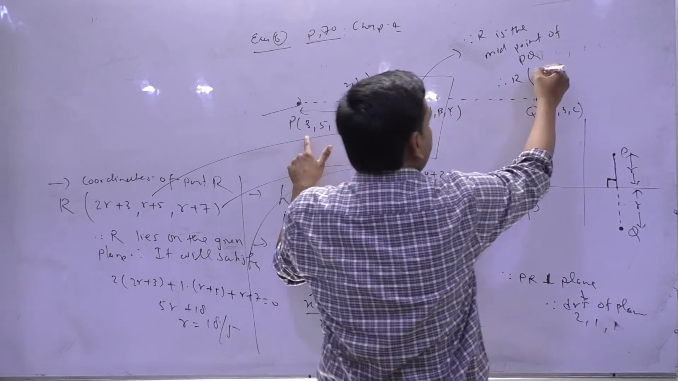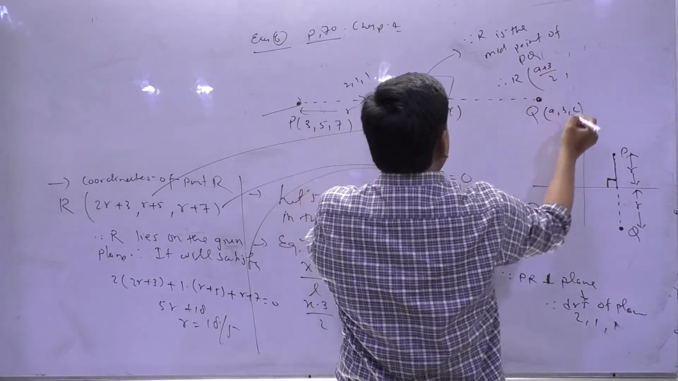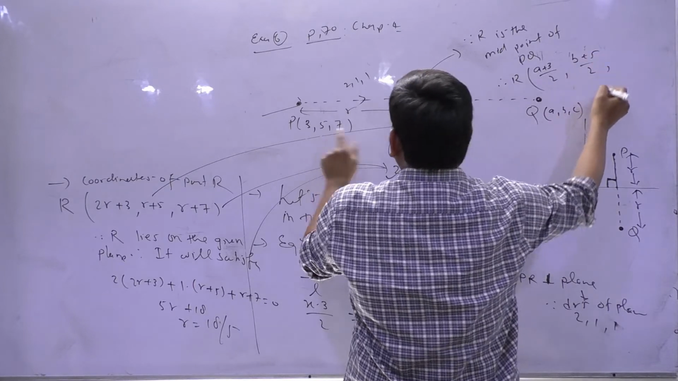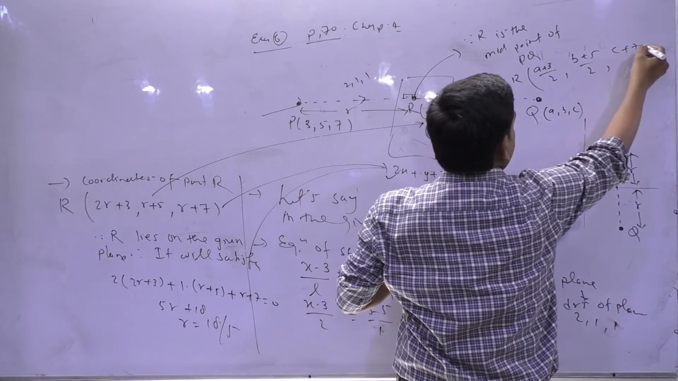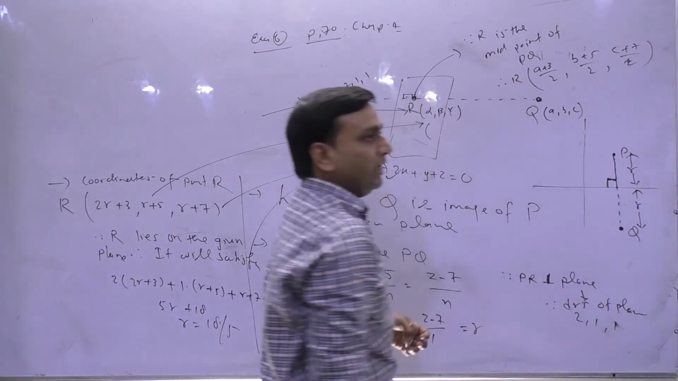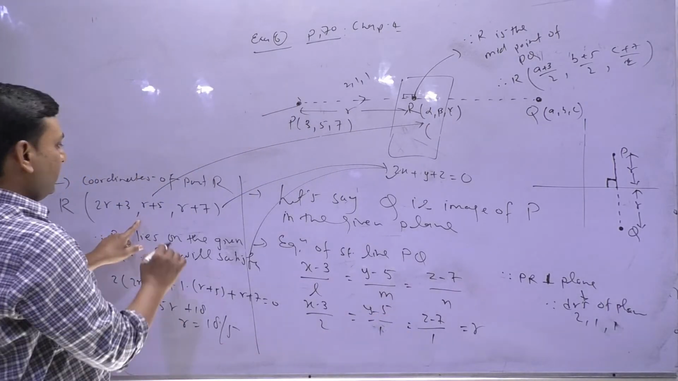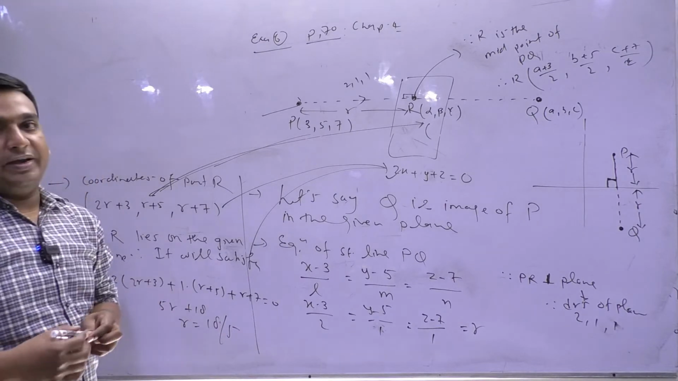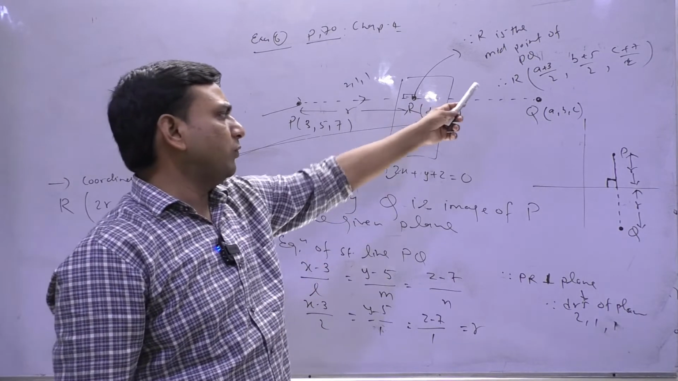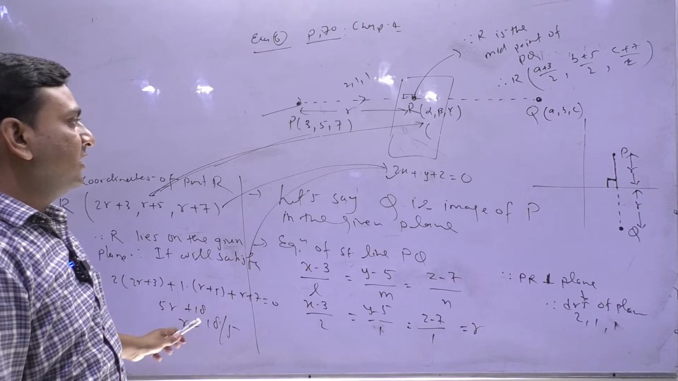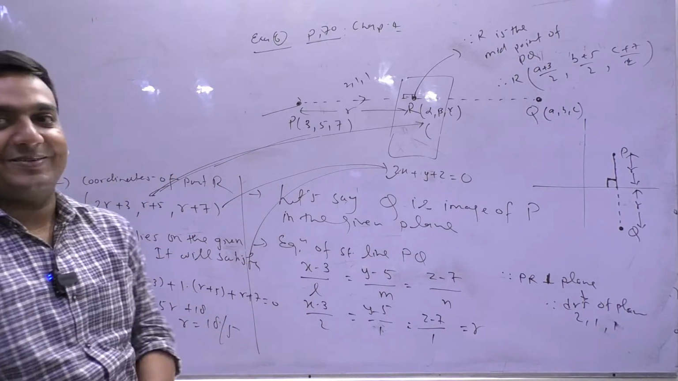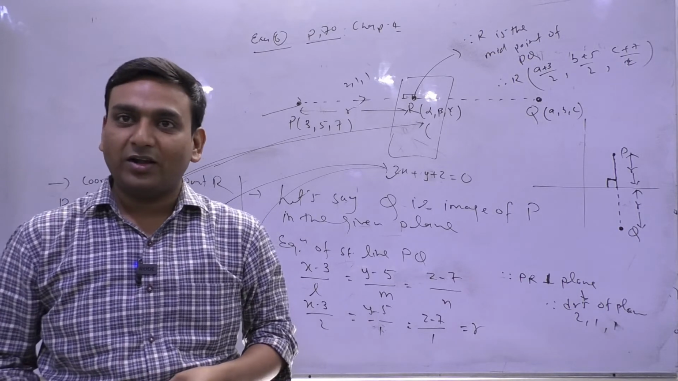So R is the midpoint of PQ, इसलिए R के coordinates क्या दिख जाएंगे? A plus 3 by 2, B plus 5 by 2, C plus 7 by 2. Okay, and now from this they equated R के दोनों coordinates को. So either you go by this or you go like this. The thing is you have to proceed in this manner. Is that clear or not?